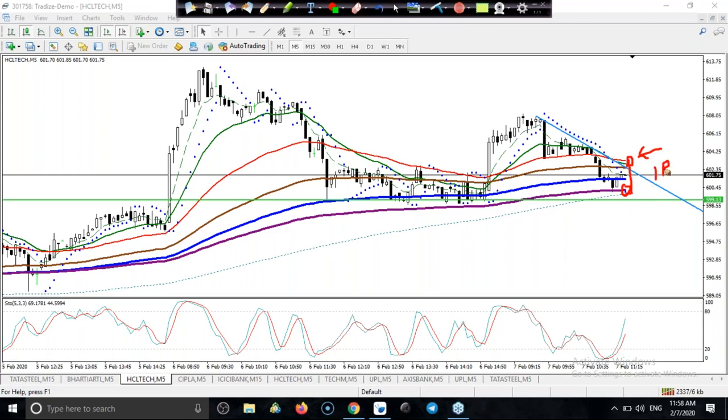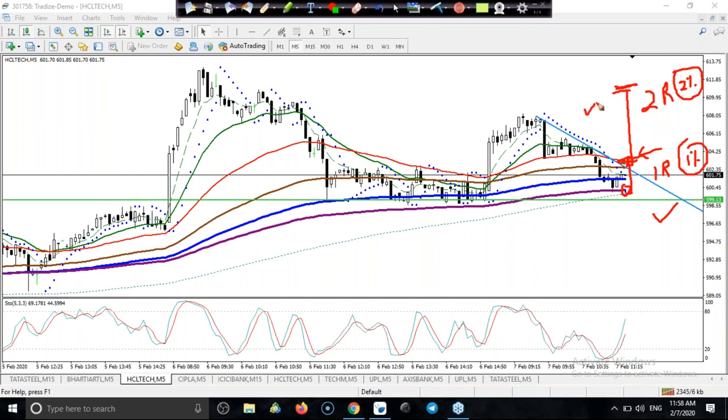We will place our SL here, and this is called 1R. I always use a target of at least 2R. That means this is 1% of your entire capital, and this is 2% of your entire capital. If price hits your SL, you lose 1%. If price hits your target, you earn 2% of your entire capital.